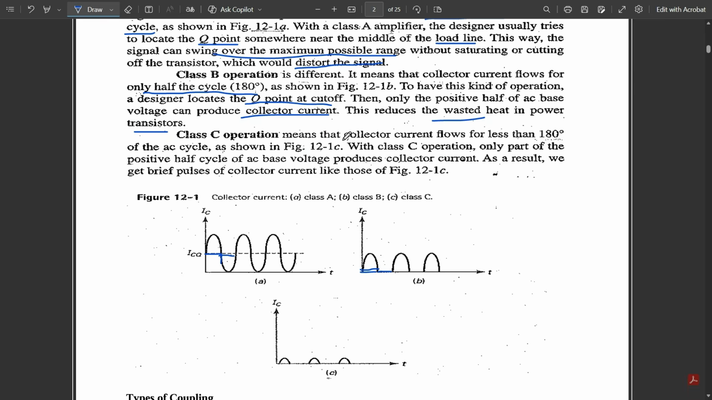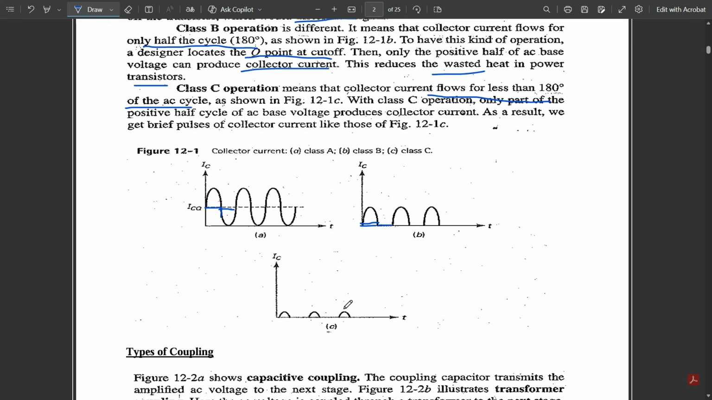Class C operation means that the collector current flows for less than 180 degrees of the AC cycle, as shown in the figure. Okay, so this is the plot which flows for less than 180 degrees. This is one complete cycle. Here you see initially the signal will not be starting from 0 degrees. After some interval of time, the signal would be getting operated, right? So that's why in this region it is less than 180 degrees for each instance. So that's why it is called class C operation.